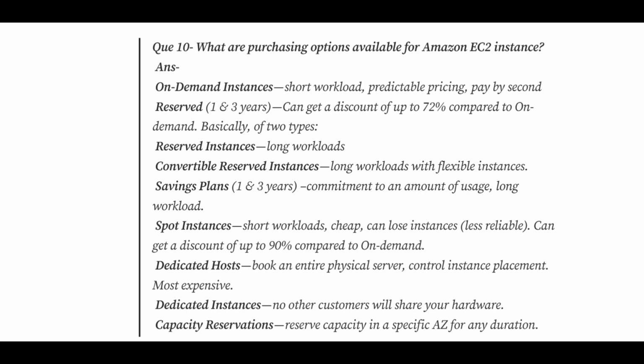The very first one is our on-demand instances. These are meant for short workload with predictable pricing. You pay per second. These types of instances cannot be interrupted. You are not paying anything upfront, and there is no minimum contract for the cost applied. They are generally used for developing and testing applications that have unpredictable usage patterns. They are not recommended for workload that lasts a year or longer because it can cost you heavily as compared to other instances like your reserved instances.